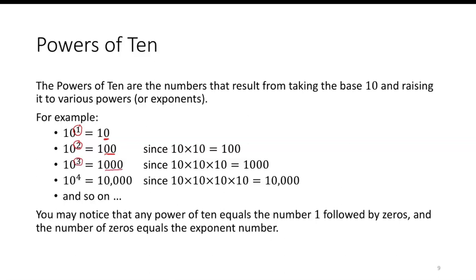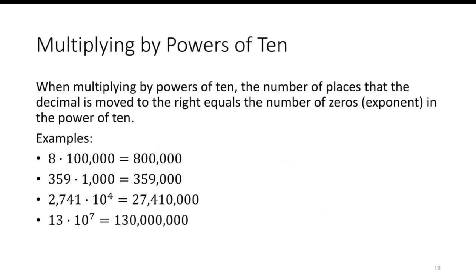So notice that any power of 10 equals 1 followed by zeros, and the number of zeros equals the exponent number. When multiplying by powers of 10, the number of places that the decimal moves to the right equals the number of zeros, or the exponent in the power of 10. So 8 times 100,000 is 8 with 5 zeros. 359 times 1,000 is 359,000.